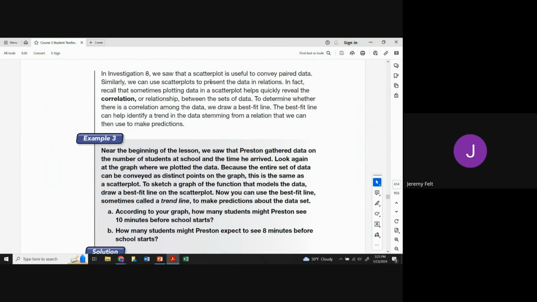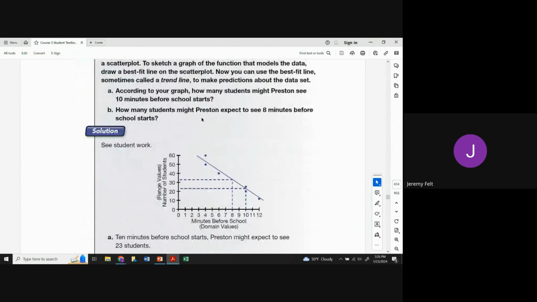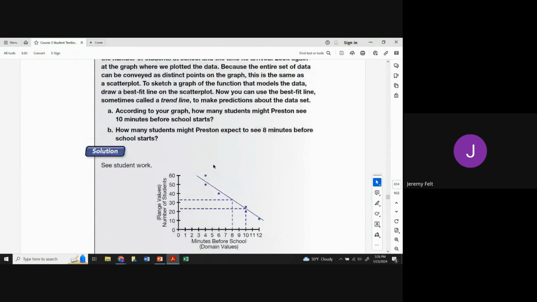Similarly, we can use scatter plots to present the data in a relation. In fact, recall that sometimes plotting data in a scatter plot helps quickly reveal the correlation or relationship between the sets of data. To determine whether there's a correlation among data, we draw the line of best fit. That can help us identify a trend in the data stemming from a relation. Okay, so let's read through it.